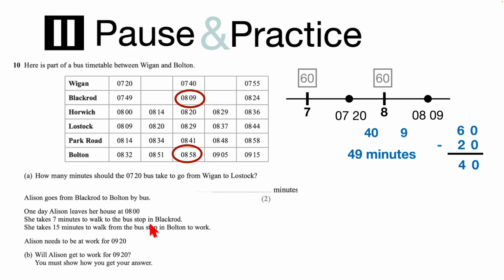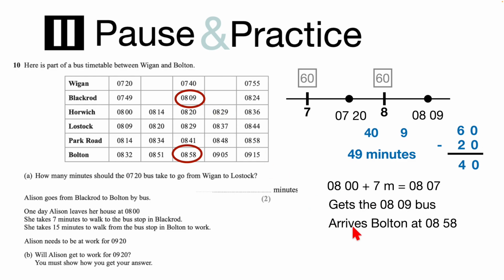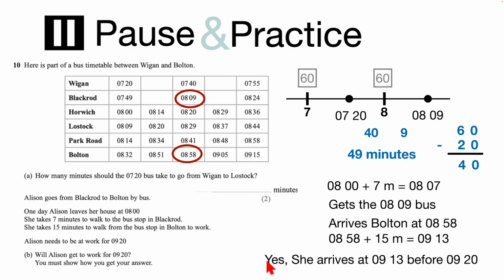And I think you write everything. 8 o'clock plus 7 minutes is 8:07. Gets the 8:09 bus. Arrives Bolton 8:58. 8:58 plus 15 minutes. 2 minutes to get to 9 o'clock. 13 minutes left. 9:13. Yes, she arrives at 9:13 before 9:20.